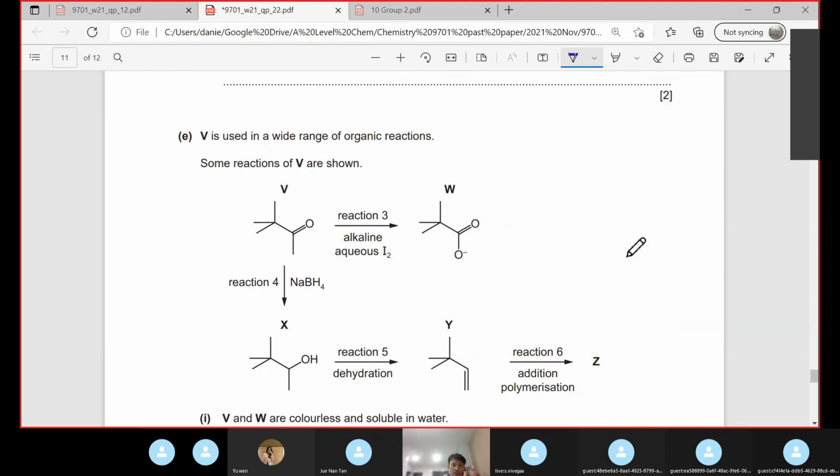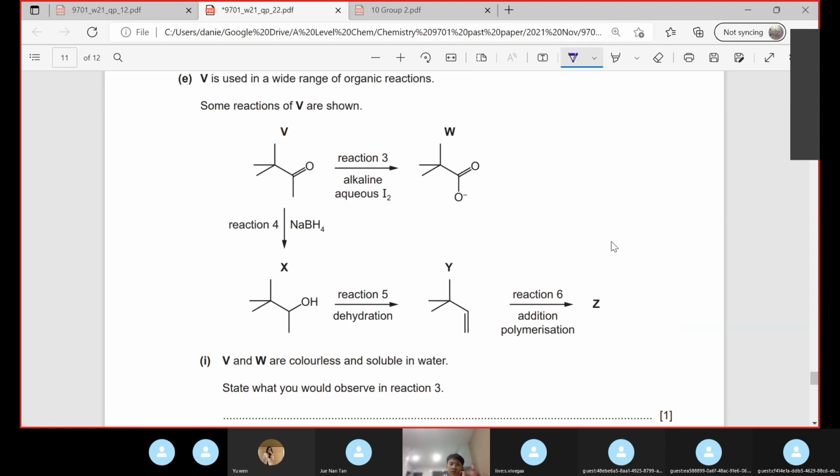Then some reactions of V are shown. V to form W. Reaction 3 is actually the iodoform test, if you remember. Then reaction 4 basically is the reduction reaction, we use NaBH4, then dehydration, then addition polymerization. For reaction 3.